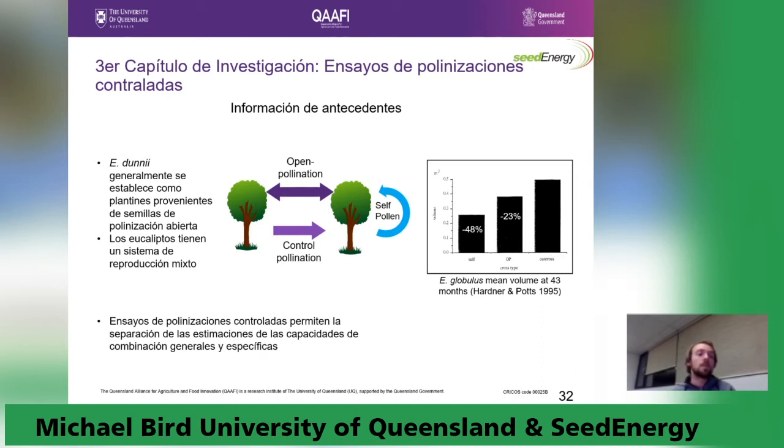As you can see in this image of Eucalyptus globulus progeny, the performance of self seed is almost half that of fully outcrossed seed, and open pollinated, where there is a degree of selfing, perform on average as an intermediate between the two. So there is an opportunity to increase both outcrossing rates and reduce inbreeding depression and select for outstanding specific cross combinations. Controlled pollination trials allow the separation of estimates of general and specific combining abilities.